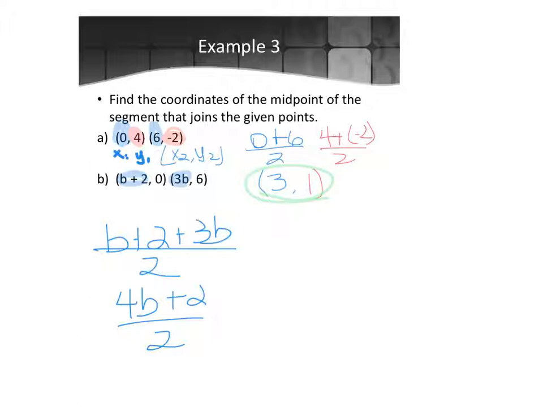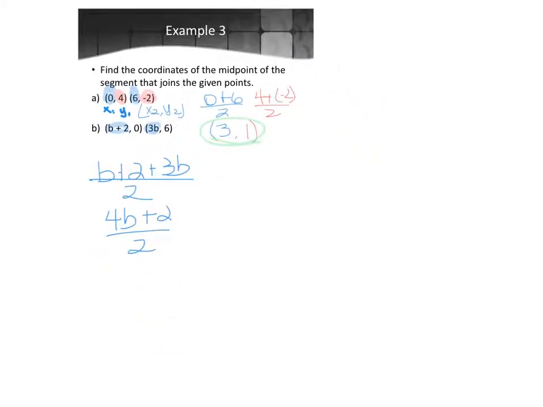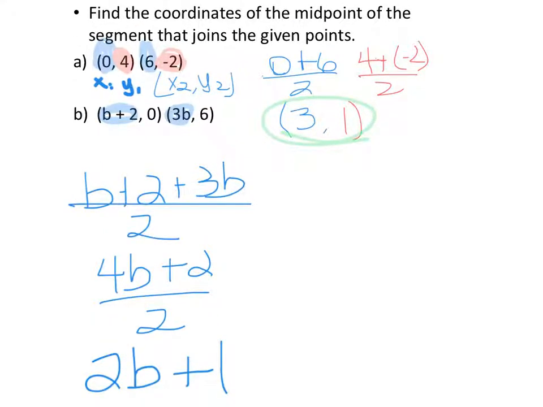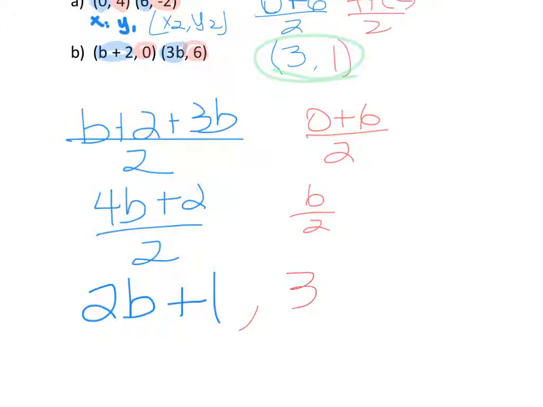Now, because I can divide both of those numbers by 2, I'm going to simplify this. So I'm going to divide 4b by 2, and I get 2b, and 2 by 2, and get 1. So far I've gotten my x of my midpoint. Now I have to do the y's. My y's are going to be 0 and 6. So now I'm going to add 0 plus 6, divide by 2. 0 plus 6 is 6, divide by 2, and I get 3. So the ordered pair for my midpoint is 2b plus 1, 3.